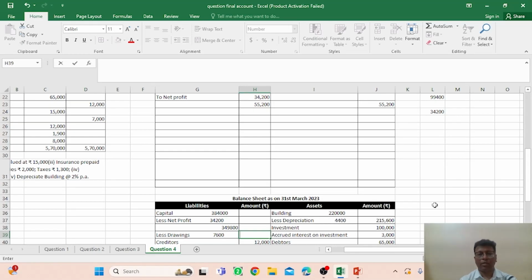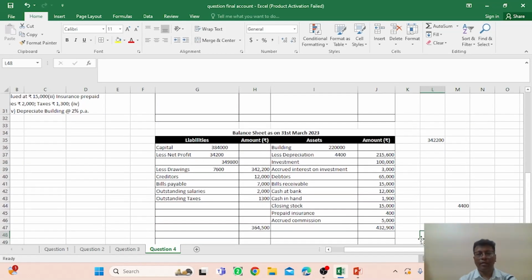Okay, so we just try to have the calculation here: equal to 349,800 minus 7,600. Okay, so you find the figure 342,200. Okay, and now you have to take the total of this amount. Sorry, this is not the less, this is add, because earlier it was the net, right? That's why there is again the mistake. Okay, so you have to solve it.